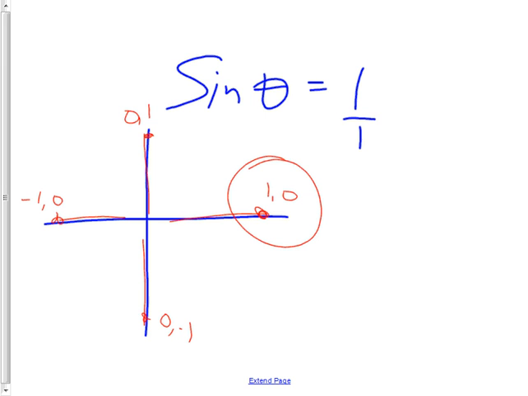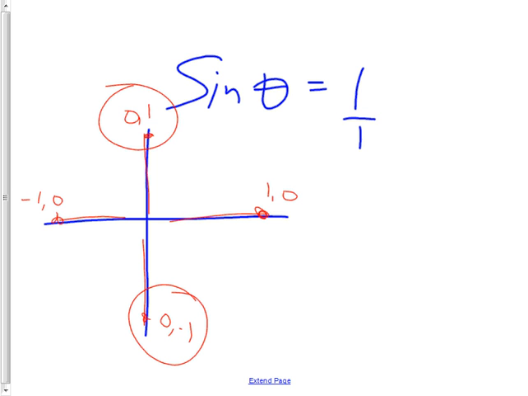Is y equal to 1 in that spot? No. X is equal to 1 there. Is y equal to 1 in this spot? Yes. Y is equal to 1. Be careful now. Is y equal to 1 in that spot? It's equal to negative 1.